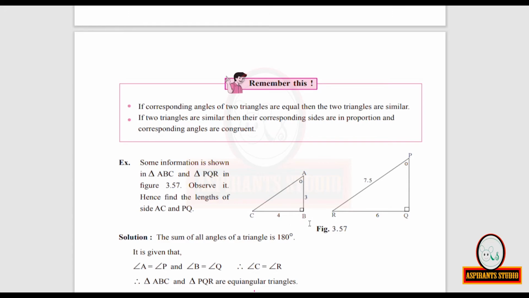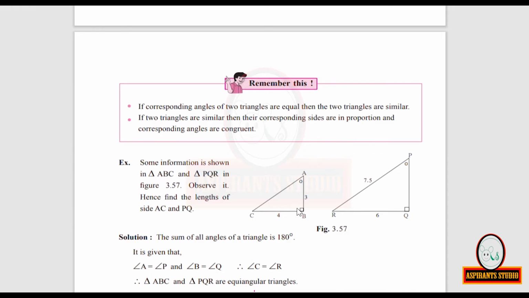You can see measure of angle B to be 90 degrees in triangle ABC, and in triangle PQR you can see measure of angle Q to be 90 degrees. Now here in the first triangle ABC, angle A is marked having measure equal to measure of angle P in triangle PQR. So angle A is congruent to angle P. Otherwise, measure of angle A is equal to measure of angle P.